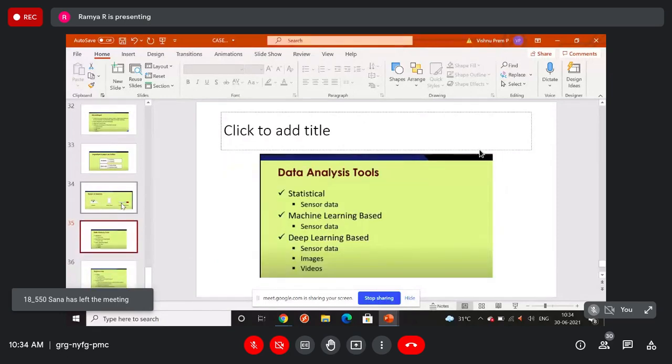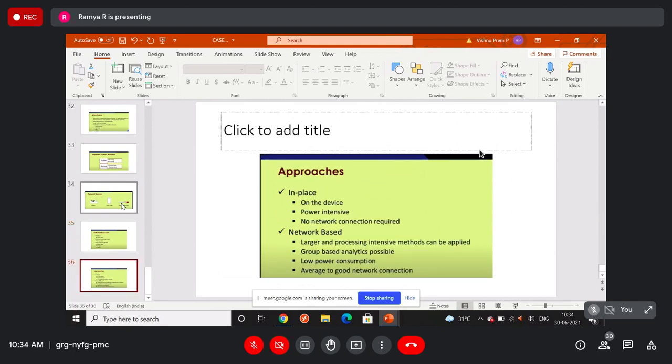Okay, and next, data analysis tools. After tracking those things, if you want to perform some analysis or predict something from the data, we can use some tools. To compare that kind of data is a little bit difficult, so we can use data analysis tools like statistical, machine learning, and deep learning. Okay, and next, approaches: in place and network based.